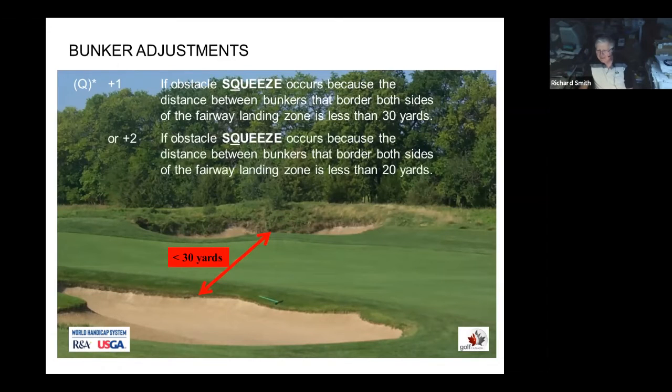Okay, if this were even narrower, if the distance bunker to bunker was less than 20 yards, then it would be Q for squeeze plus 2.